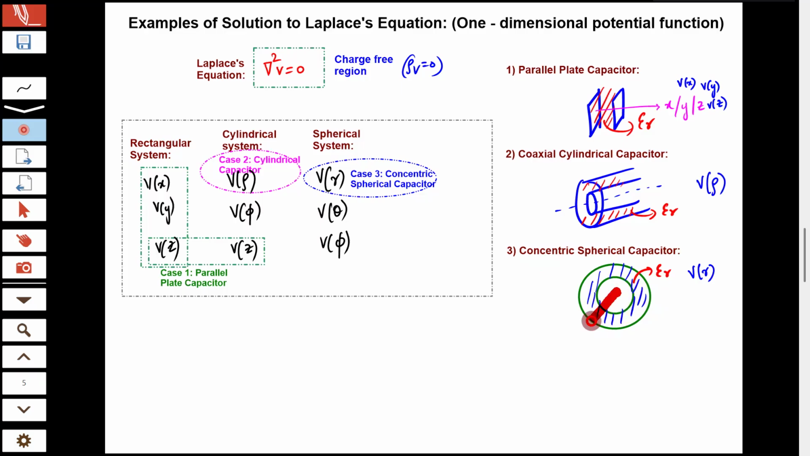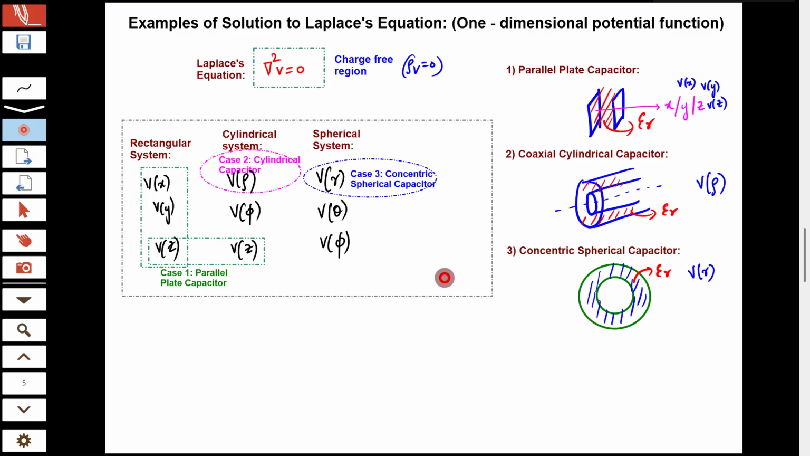Since the inner one and outer one differ in radius, between the two plates the potential function will be a function of the radius of the sphere. So V of r gives the example for solving the concentric spherical capacitor. That is this case 3, where V is a function of only r.